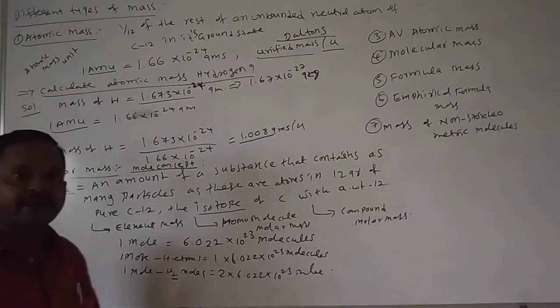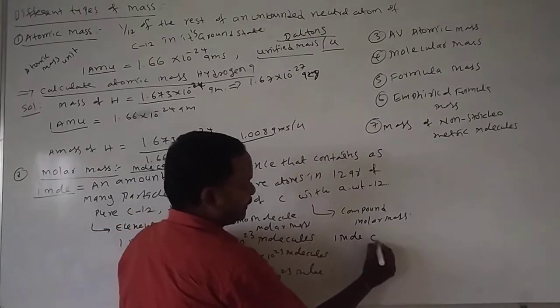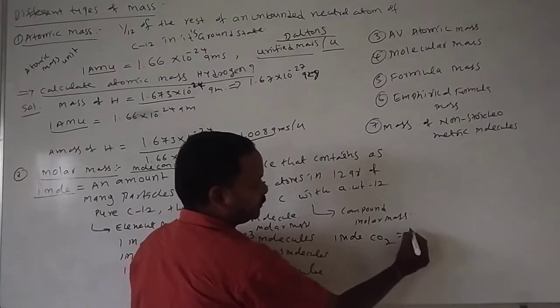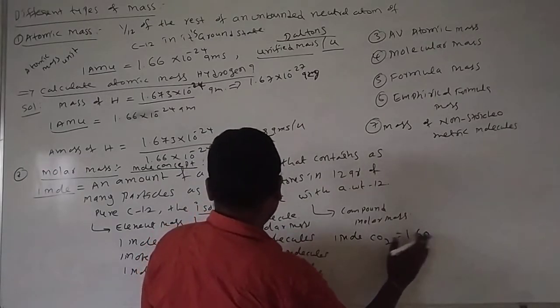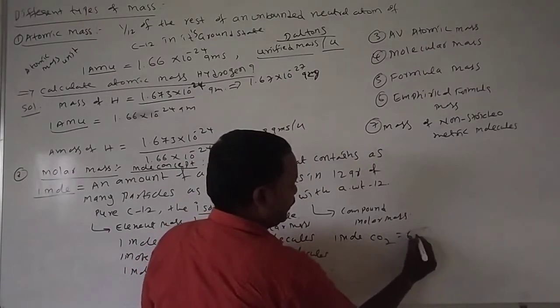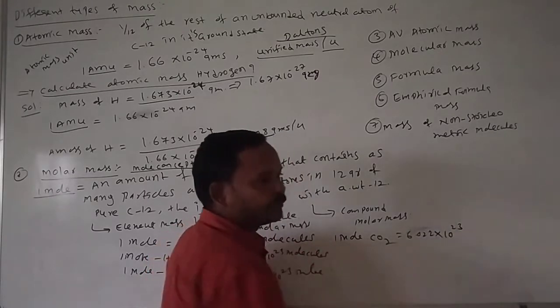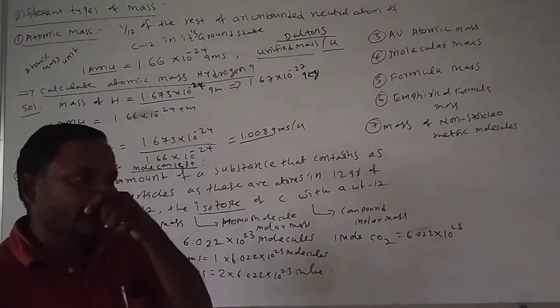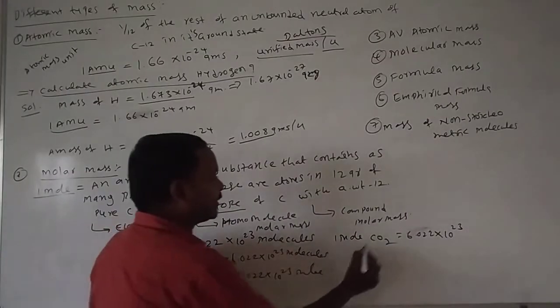1 mole of carbon dioxide is equal to 6.022 into 10 to the power of 23 molecules. That means 1 mole at STP.